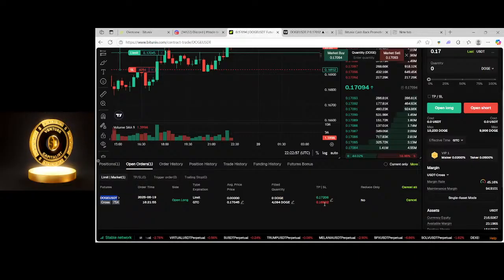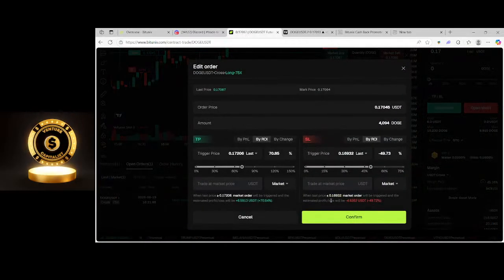17.20 or 17.2 would be the entry. Stop loss would be 16.93, and I can also check as far as I can edit. Now when I hit edit, this tells me what my new settings would be. So my profit on my new settings would be 65%. My stop loss would be sitting at 49%. So I can self-adjust that down to 30.